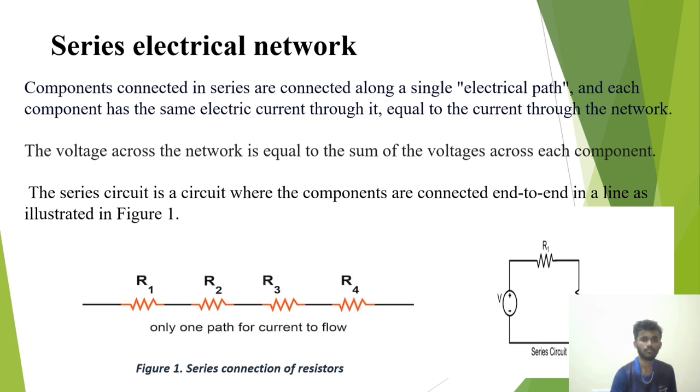Series electrical network. Components connected in series are connected along a single electrical path, and each component has the same electric current through it, equal to the current through the network. The voltage across the network is equal to the sum of the voltages across each component. The series circuit is a circuit where the components are connected end to end in a line, as illustrated in figure 1.